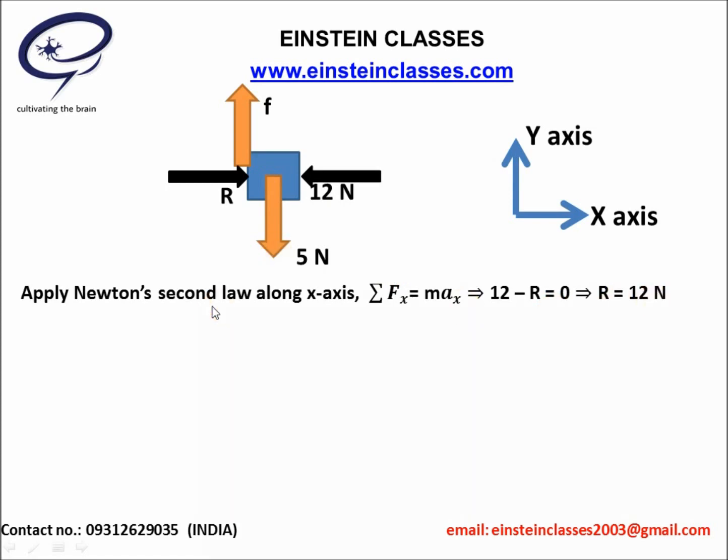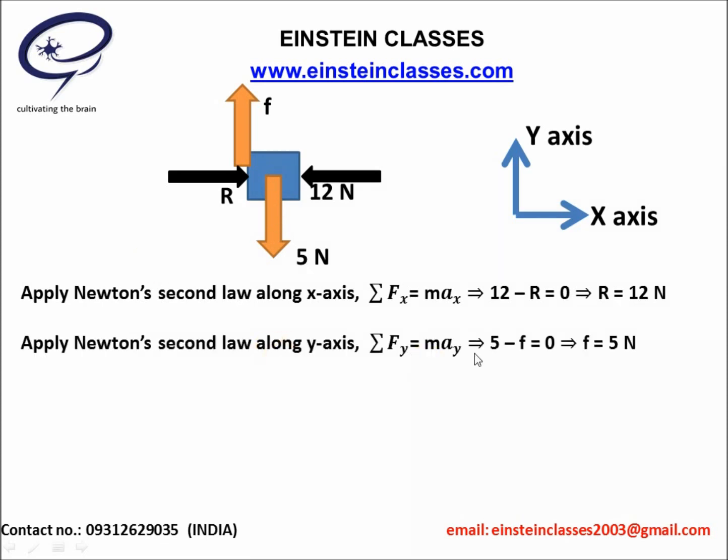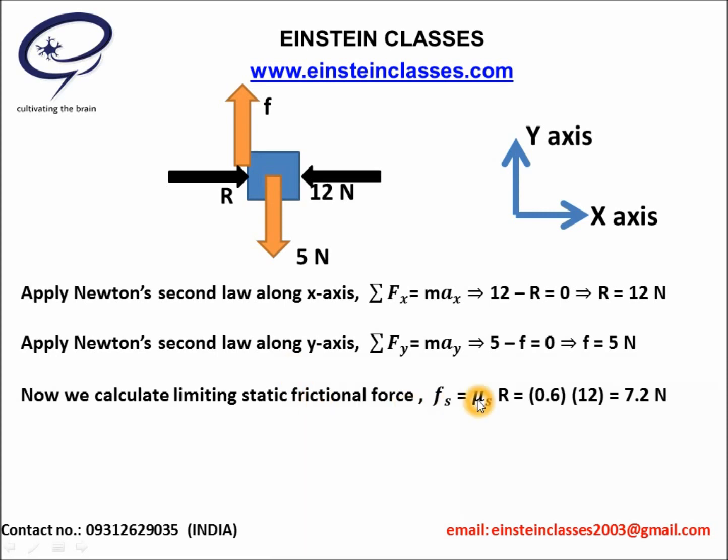Applying Newton's second law along the y-axis, the net force will be equal to 5 minus f, that will be equal to 0, because the block does not have any motion along the wall. According to our assumption, the static friction force will be 5 Newton, right? Now, first of all, find the value of the limiting static friction force. The value of the limiting static friction force is given by mu s into r. The coefficient of static friction is 0.6 and the normal reaction is 12 Newton. Hence, the limiting static friction force is 7.2 Newton.